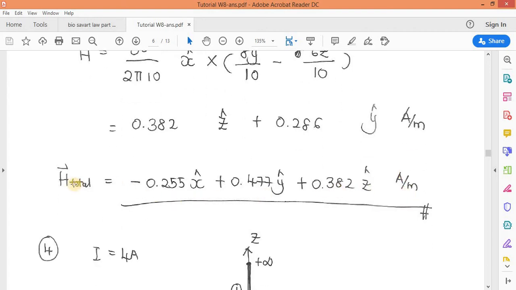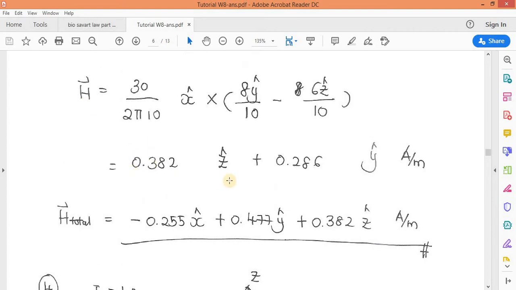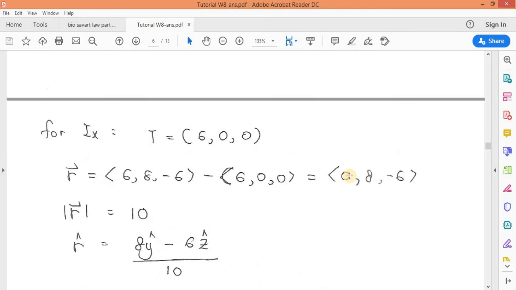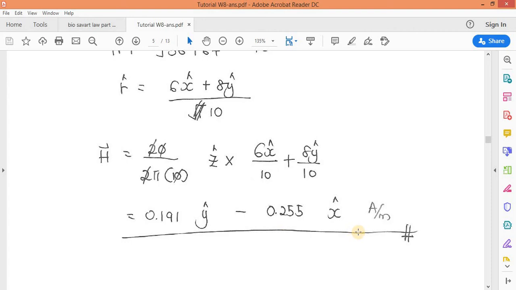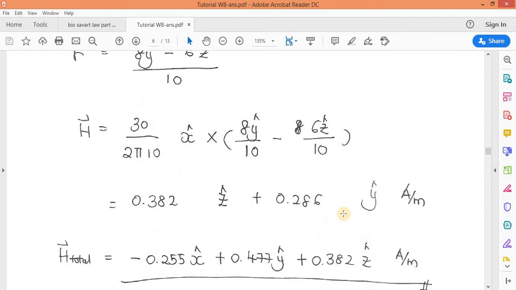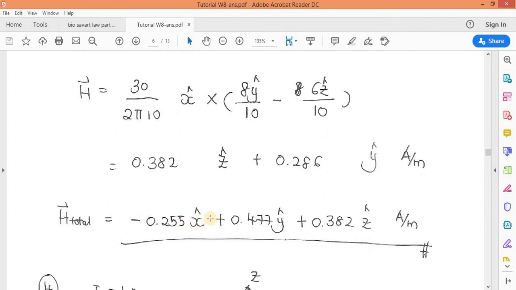So in order to find the total magnetic field at that position, you need to sum the magnetic field in the x direction and also the magnetic field in the z direction. Just add them up according to their directions. So the x component will be added together with the x component, z will be with the z, and y will be with the y. So this one will be the total magnetic field at the observation point P.